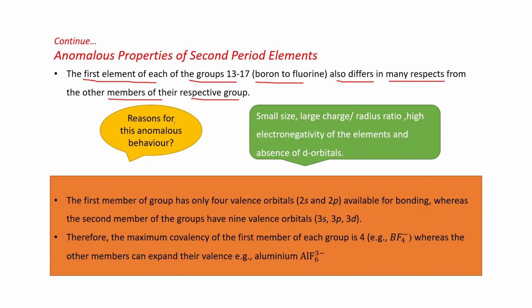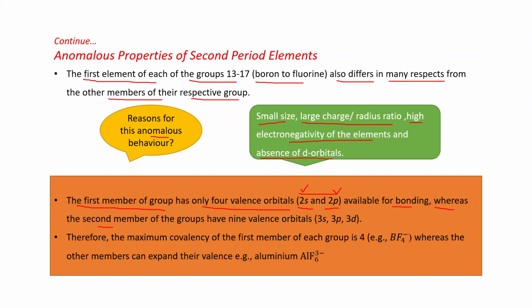Now, what are the reasons for this anomalous behavior? Small size, large charge to radius ratio, high electronegativity of the elements, and absence of d orbitals. Now let us see. The first member of a group has only 4 valency orbitals, 2s and 2p, because they belong to the second period. That's why only the second energy level is available. In the second energy level, one orbital from 2s and 3 orbitals from 2p are available. A total of 4 valency orbitals are available for bonding.